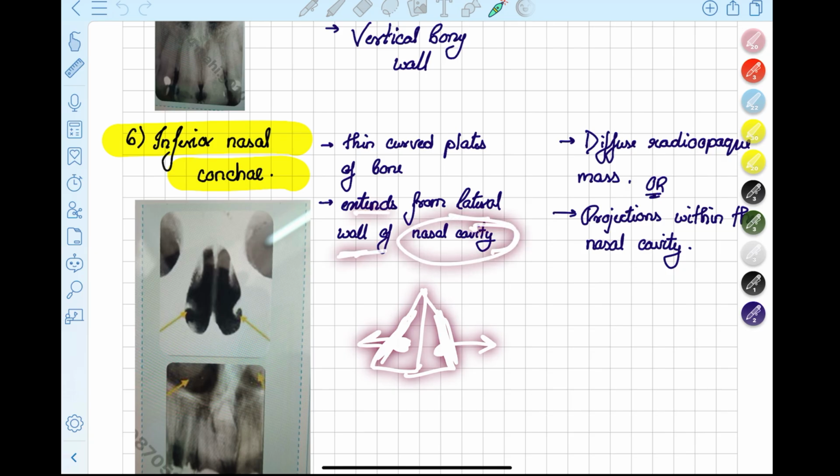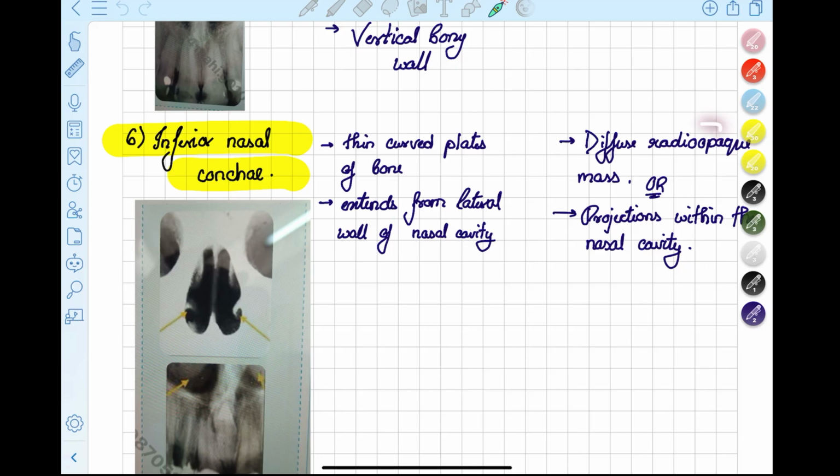It is nothing but thin curved plates. How does it appear? Curved. It is nothing but a bony structure. So again, because of calcification, it will appear as radio-opaque mass or projections within the nasal cavity.